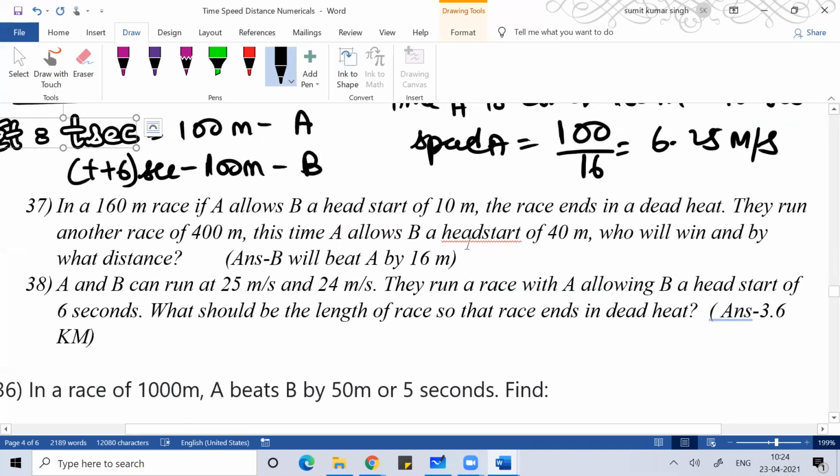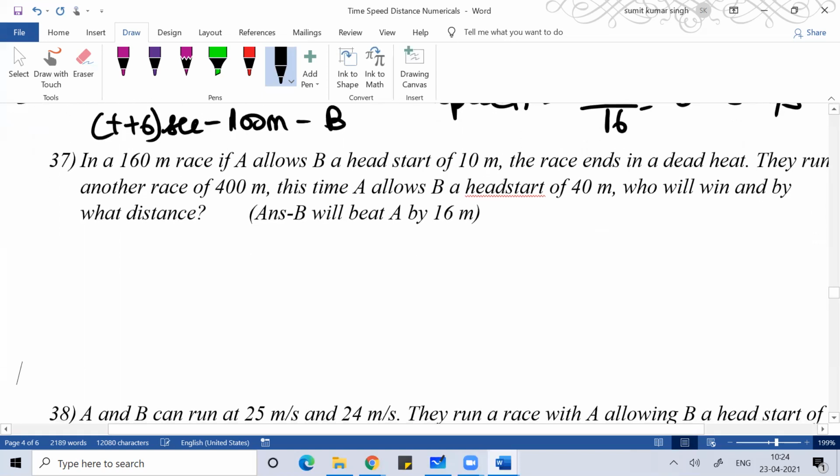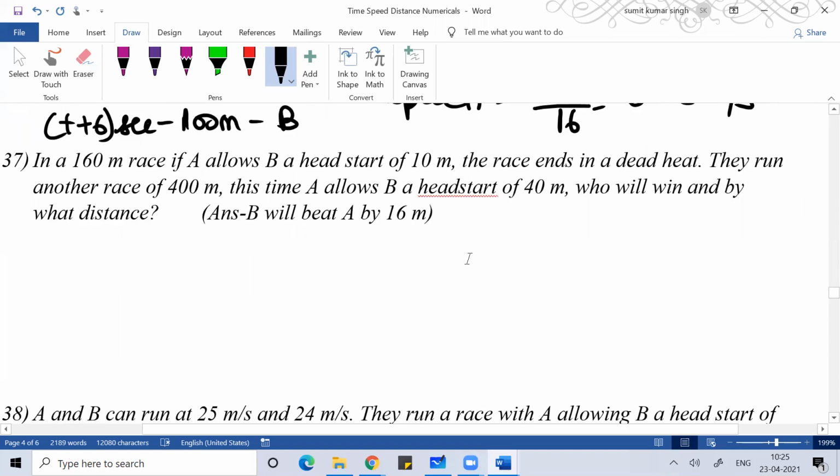Now the next concept you need to understand is the concept of head start. Head start means the advantage I can give to my opponent, either in terms of distance or in terms of time. If I want the race to end in a dead heat, meaning the two persons reach the finishing line at the same time, I can give an advantage to my opponent in terms of distance or time, and that we call a head start. So in a 160-meter race, if A allows B a head start of 10 meter, means A and B.